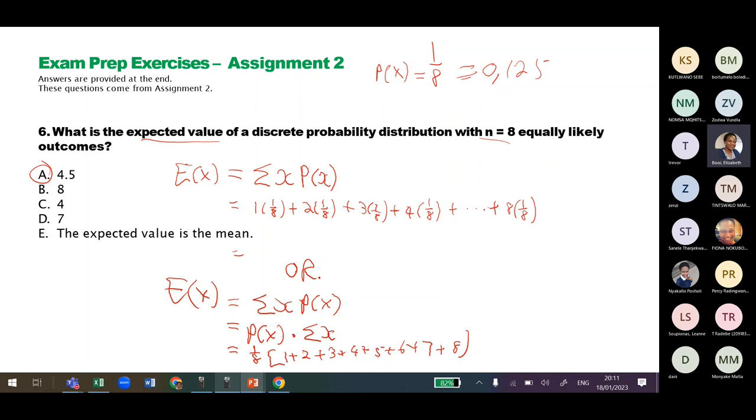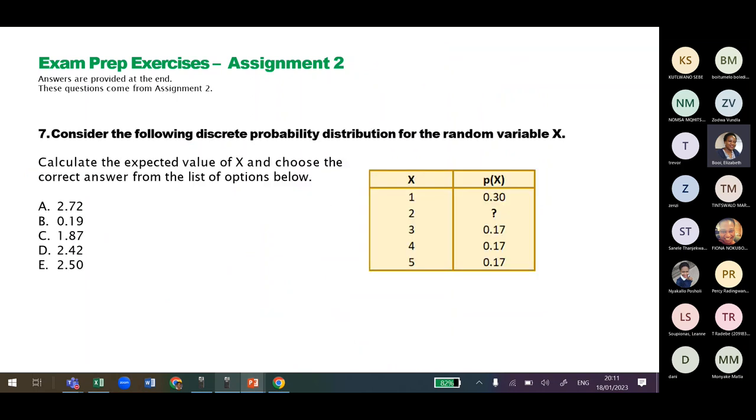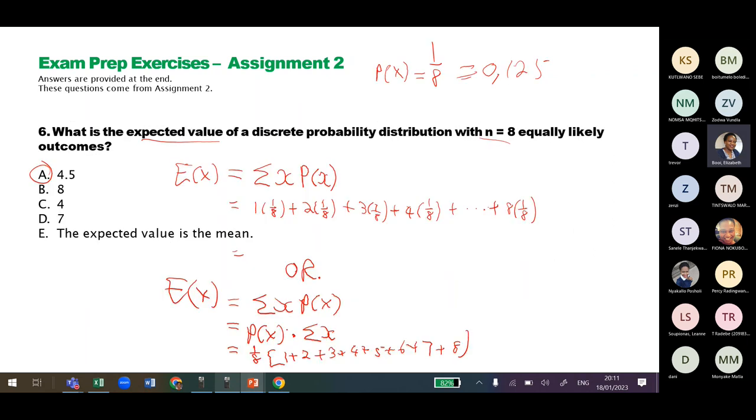There are two methods of answering this question. The second method will not work for other questions, especially if the probabilities are different, because it only works when the probabilities are constant. Only when they are constant can you take it out as a factor and then calculate the rest. That's what we call factorization in math.